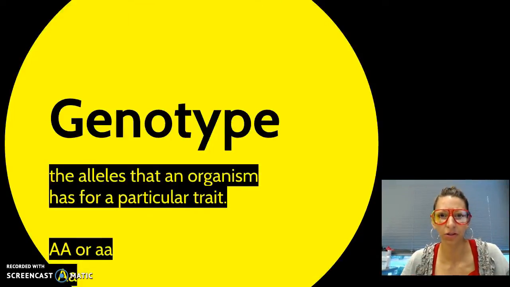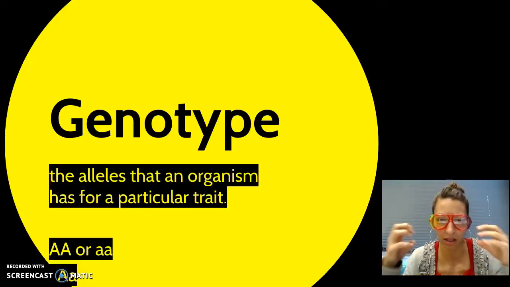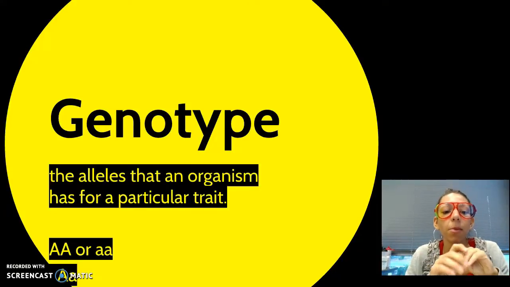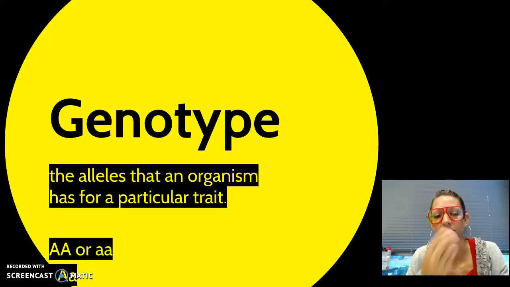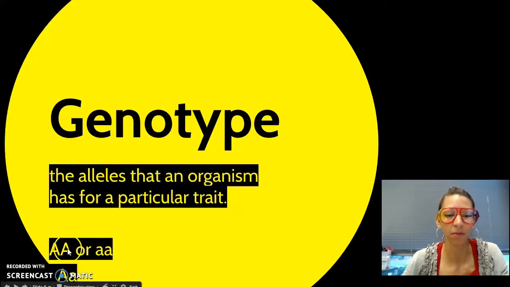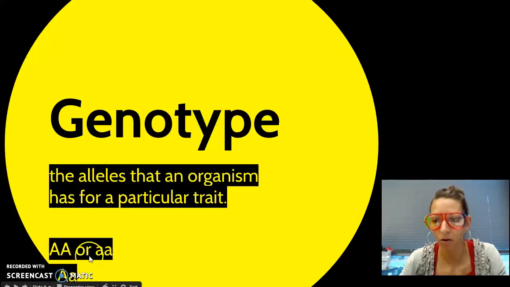So let's review really quick genotype versus phenotype. I remember genotype like thinking the actual genes. And these are the alleles that an organism has for a particular trait. So genotypes can be homozygous, homo meaning same, and then we have like big A, big A, or little a, little a, or they can be heterozygous, two different alleles, big A, little a.